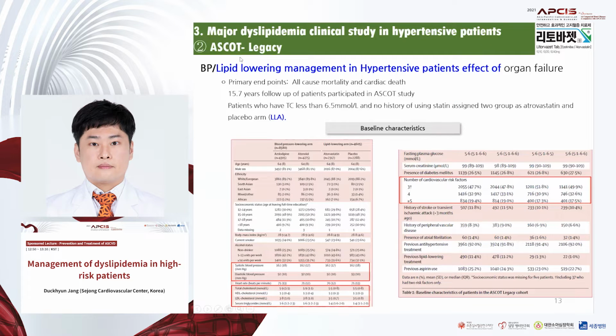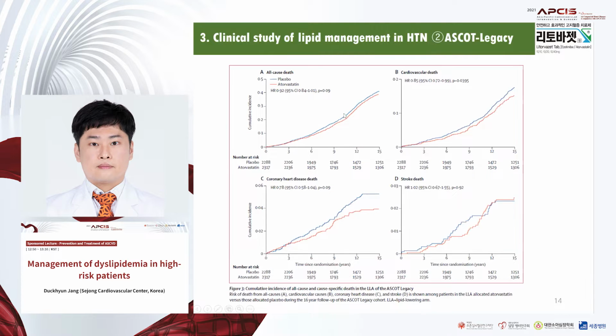This study is ASCOT legacy, and the primary endpoint is the composite of all-cause mortality and cardiac death. Mean follow-up period was 15.7 years. There was no difference in baseline characteristics, including blood pressure and the number of cardiovascular risk factors. All-cause death was decreased by 8% in the atorvastatin group, cardiovascular death was decreased by 15%, and coronary heart disease decreased by 22%. However, there was no difference between the two groups in terms of stroke death.